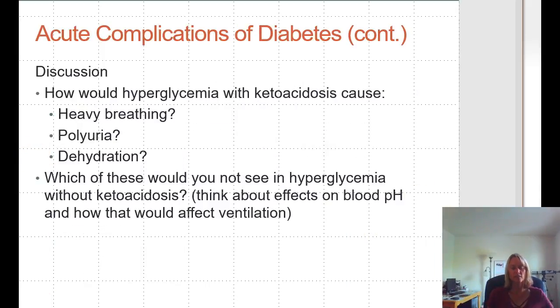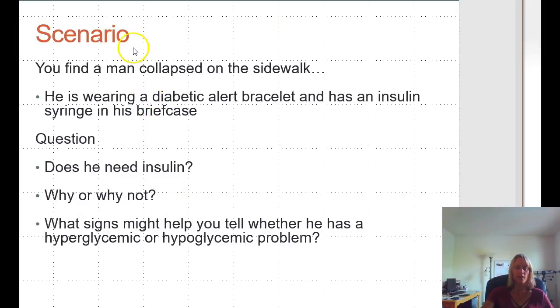Okay, make sure you take a little bit of time to look at this discussion question. Understand what you would see in ketoacidosis versus just high blood glucose levels. Also, think about this scenario. If you find somebody, and he's wearing a diabetic bracelet, and he has an insulin syringe in his briefcase, does he need insulin? What do you think? Why or why not?